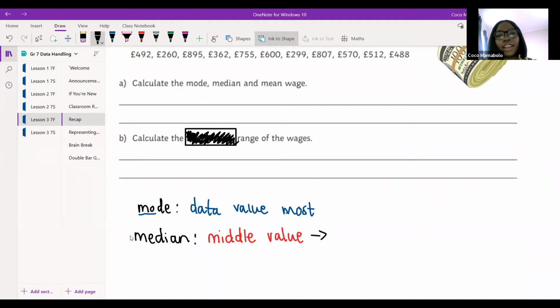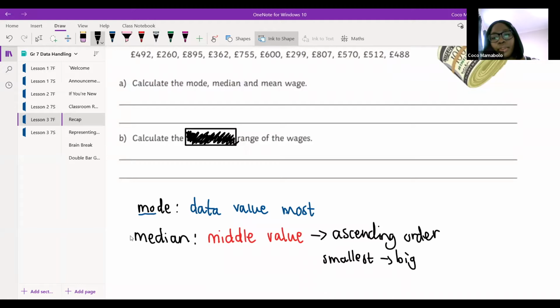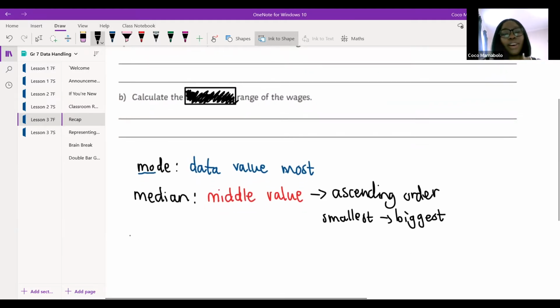Yo, Keisha, you're on fire today. Exactly. We need to put them in ascending order. Oh, excellent. Ascending order means that we've got to arrange them from the smallest to the biggest number. Okay. And only then can we spot which one sits right in the middle, because that will help us to find that number. And then we need to find the mean.